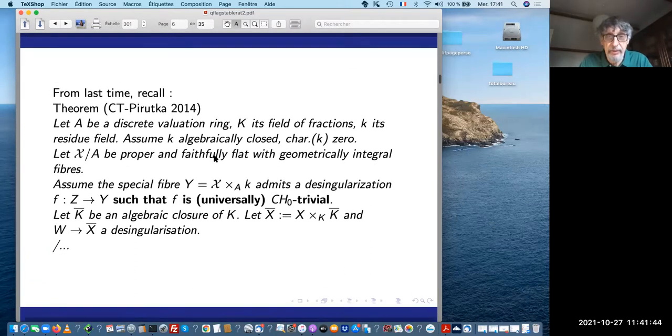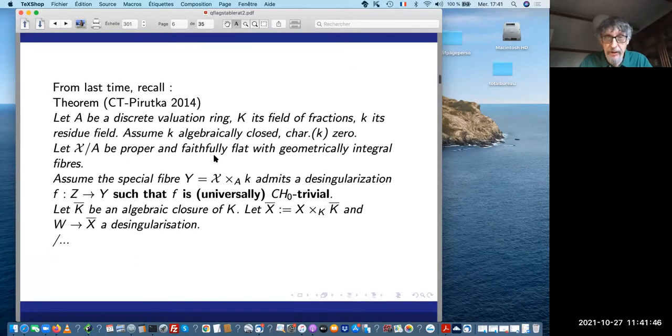So now let me remind you of the specialization technique. You have a discrete valuation ring, the field of fractions, capital K, and the residue field. And here I'm going to assume that the residue field is algebraically closed of characteristic zero to make things simple. We have curly X over A, which is proper, faithfully flat with geometrically integral fibers. Last time I assumed that the generic fiber was smooth. There is no need to assume that the generic fiber is smooth for this kind of argument.